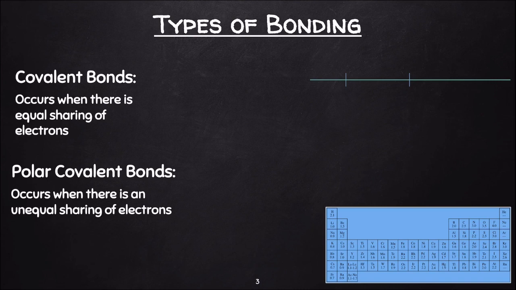So you go out with your friend and you buy a pizza and you pay half and half and you equally share that pizza. That is essentially what a covalent bond is, when there is an equal amount of sharing for electrons. Polar covalent bonds is something that's different.